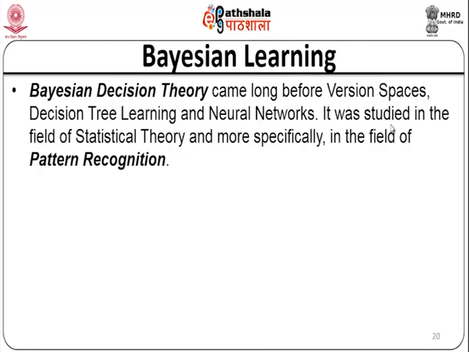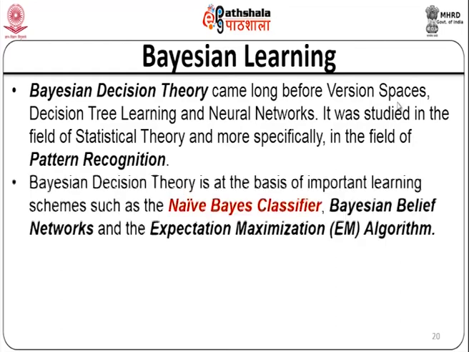So Bayesian decision theory came long before version spaces, decision tree learning and neural networks came into the picture. It was studied more in the field of statistical theory and more specifically in the field of pattern recognition. Before machine learning came into the picture, pattern recognition was an old school of thought, and there Bayesian decision theory came into the picture.